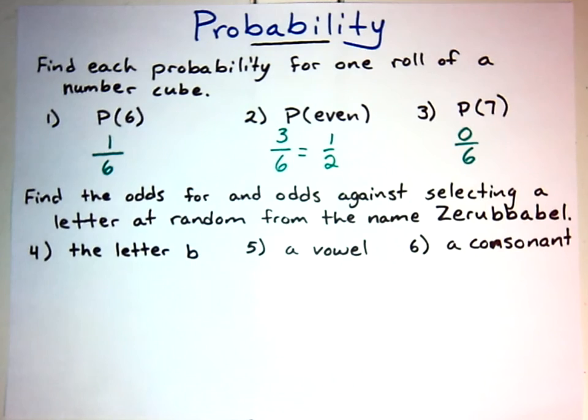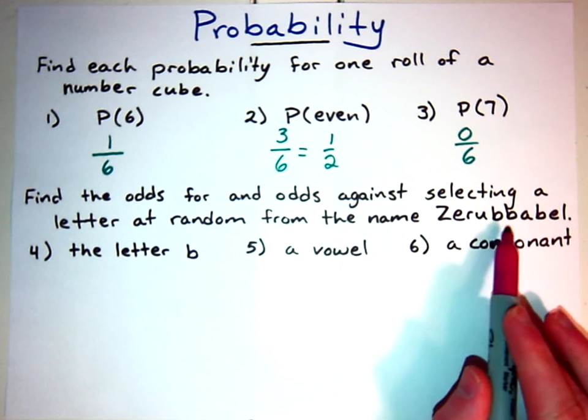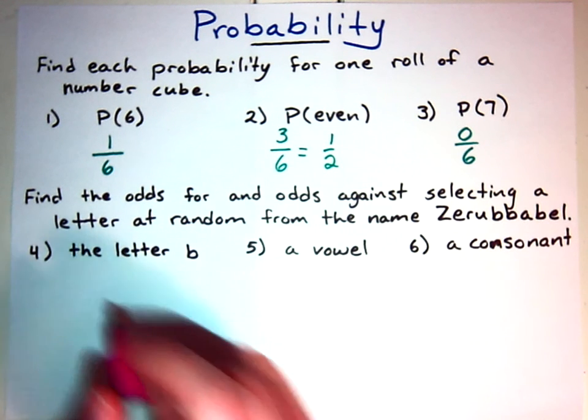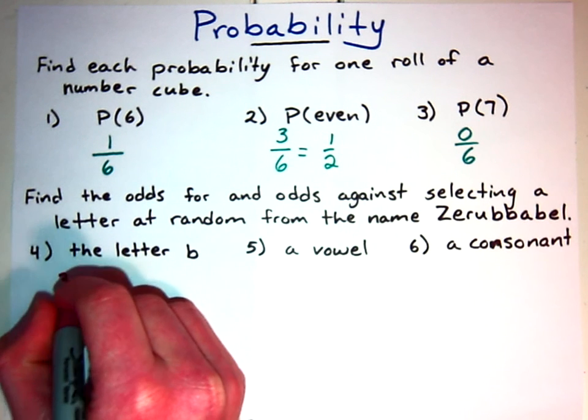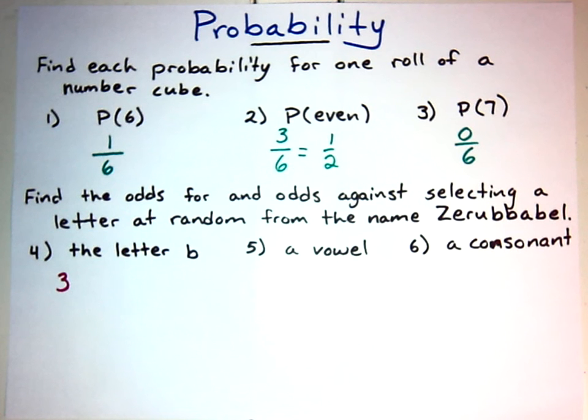But number 4, it says, we're looking for the odds for and the odds against for the letter B. Well, remember, odds for. That's the first thing it asked me, so I'm going to take care of the first thing it asked for first. Odds for. That's the favorable outcomes over the unfavorable outcomes. Well, I have 1, 2, 3 B's in the name Zerubbabel. So my favorable outcomes, that's 3.